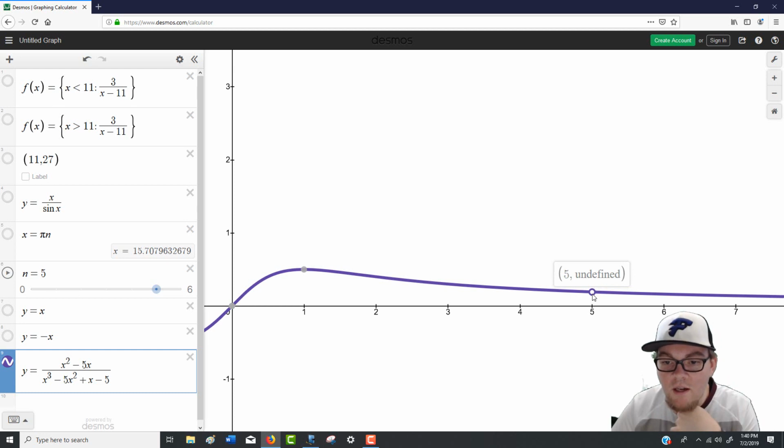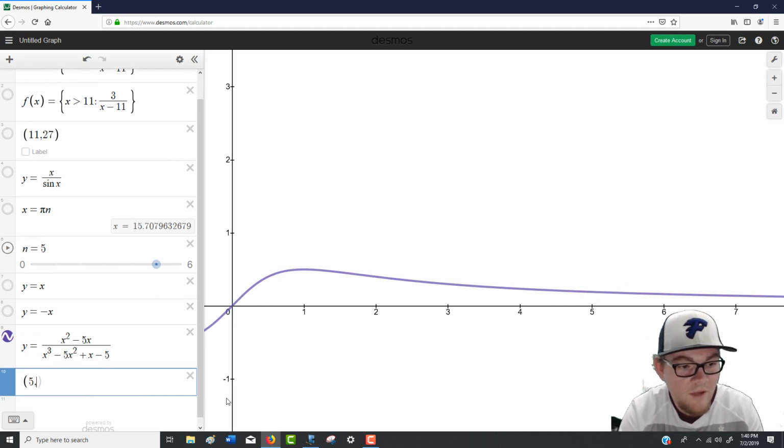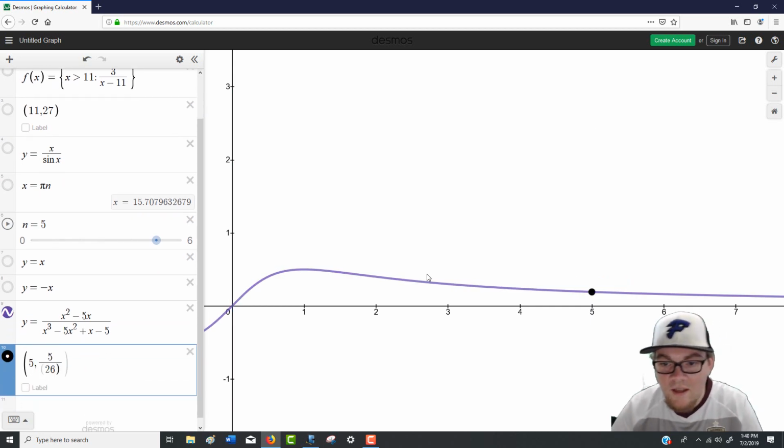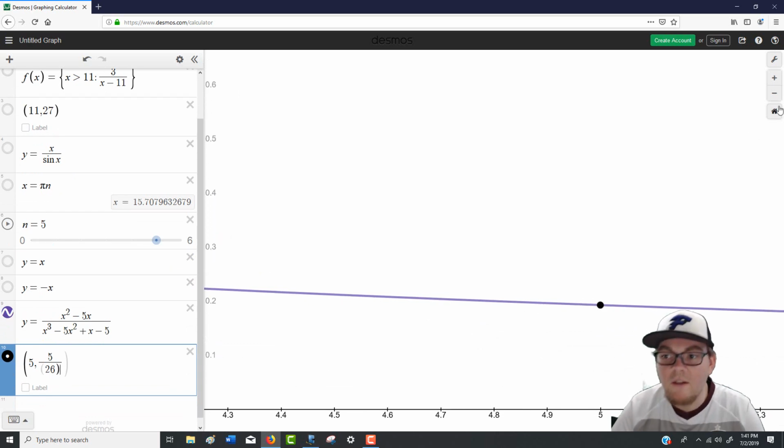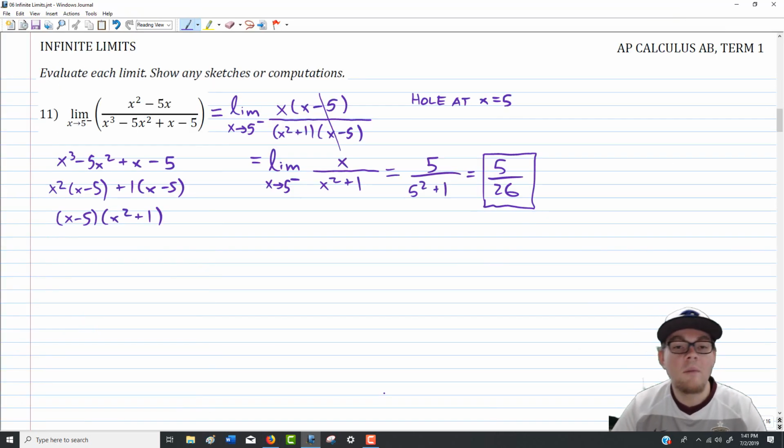So notice as it says right on here that at 5 the function is undefined, but clearly there's a limit there. And since we got the point 5 comma 5 over 26, yeah, that looks pretty darn accurate to me. Looks like we found the correct limit. So there you go. An interesting problem, but evaluable using the normal stuff that we do.